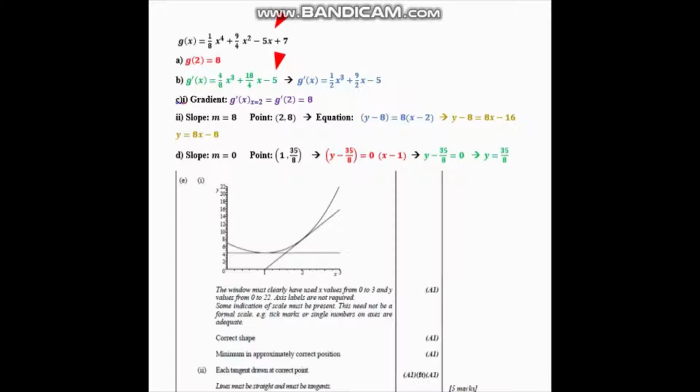And if I want to simplify the two fractions, there is a way to do that. 4 over 8 becomes 1 over 2, and 18 over 4 becomes 9 over 2. So the blue expression is the final answer for B.